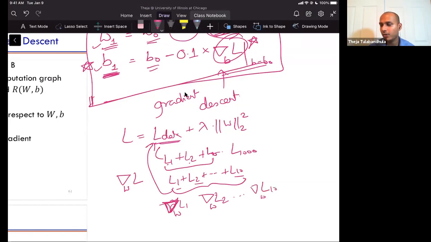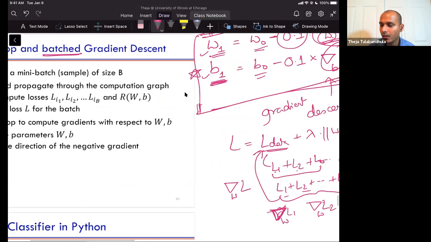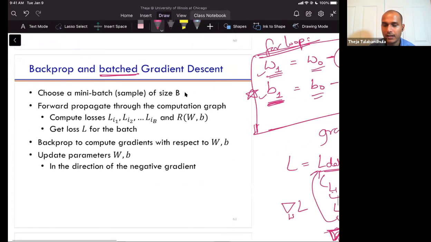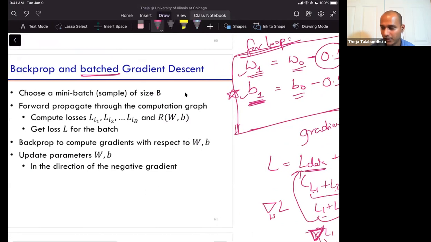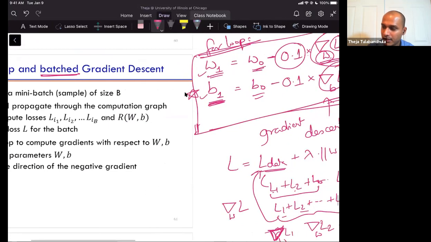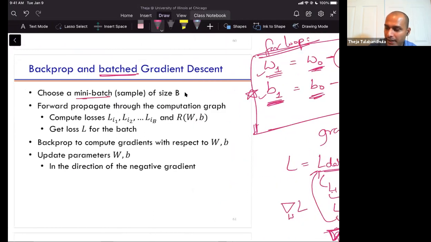Okay, so in each round of this gradient descent update rule, where we are updating parameters, we will do the following. We'll choose a mini batch, or a batch. Batch is, just think of it as a collection of observations in my data. If I have 1,000 observations, let's say my batch is, take only the first 10 observations. Okay, that's a batch. So I'll take 10 observations only.